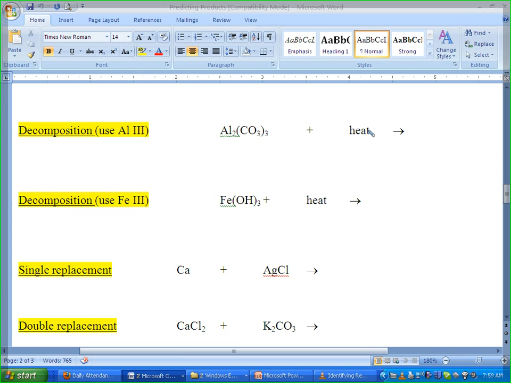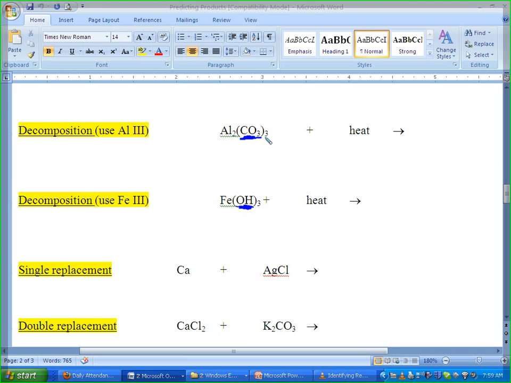It says if it involves a carbonate. You know how the other one said if it has a hydroxide? This example says if it involves a carbonate, CO3. So yes, this does involve a carbonate, so you have an example that you can compare it to. Hey, this is exactly how this one is done, so this one is probably done similar. So if it has a carbonate, what's one of the products?